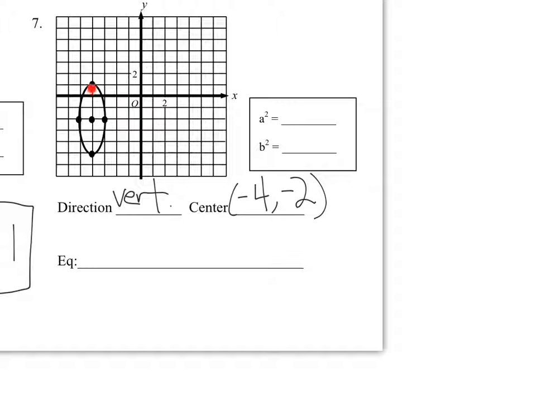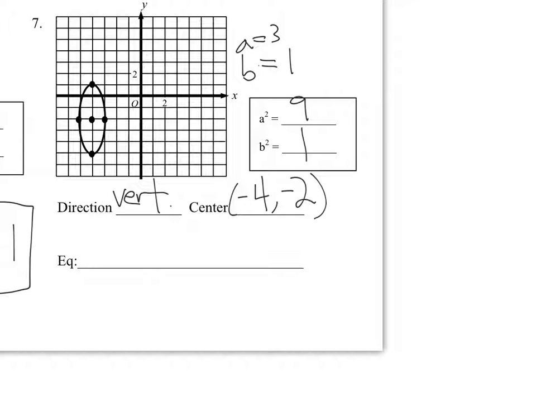Well, since this time a squared is always the bigger axes. So this is going to be a squared. If a here from the center to here is 1, 2, 3, so that tells us that a equals 3, therefore a squared equals 9. And then b I can clearly see is 1. b equals 1, so therefore b squared is also 1.